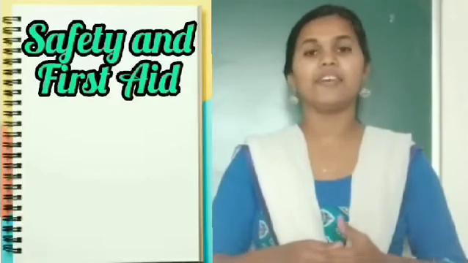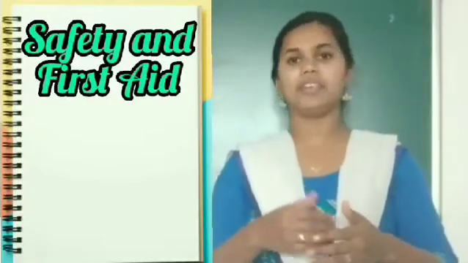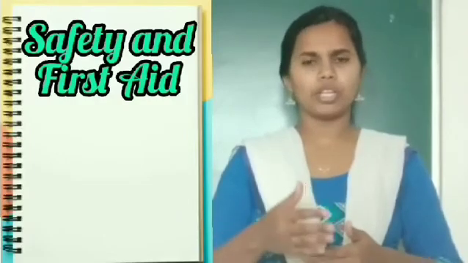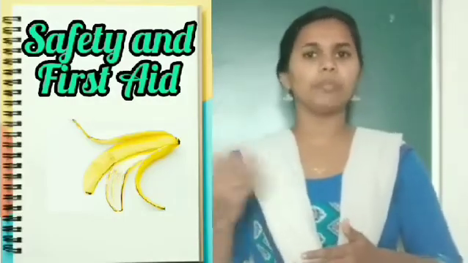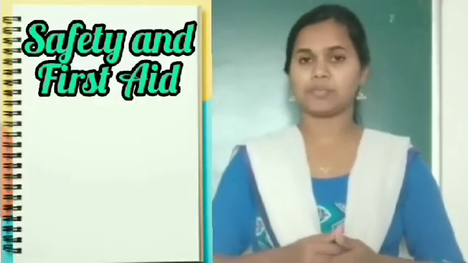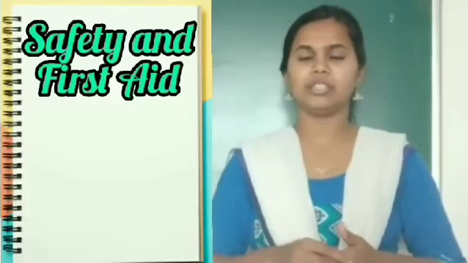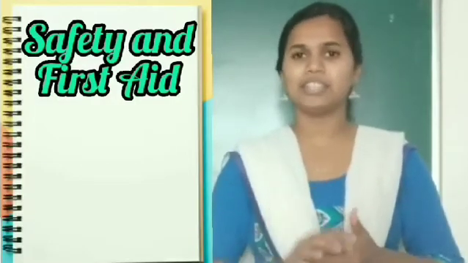Today let us learn the fourth chapter of your 5th standard science, safety and first aid. While walking on the road, you have seen a banana peel which was thrown by someone, and somebody has stepped on it and fell down. He has got an injury. So first what we have to do is, you have to treat him with your first aid.